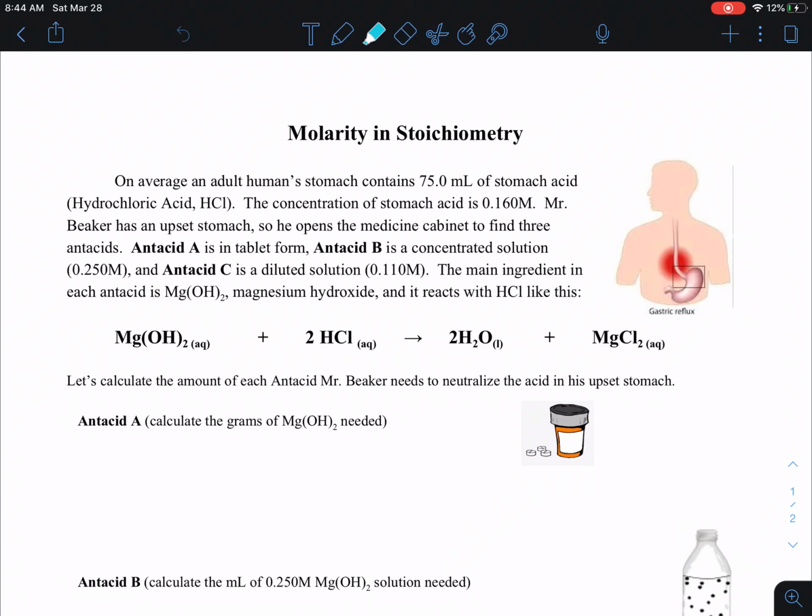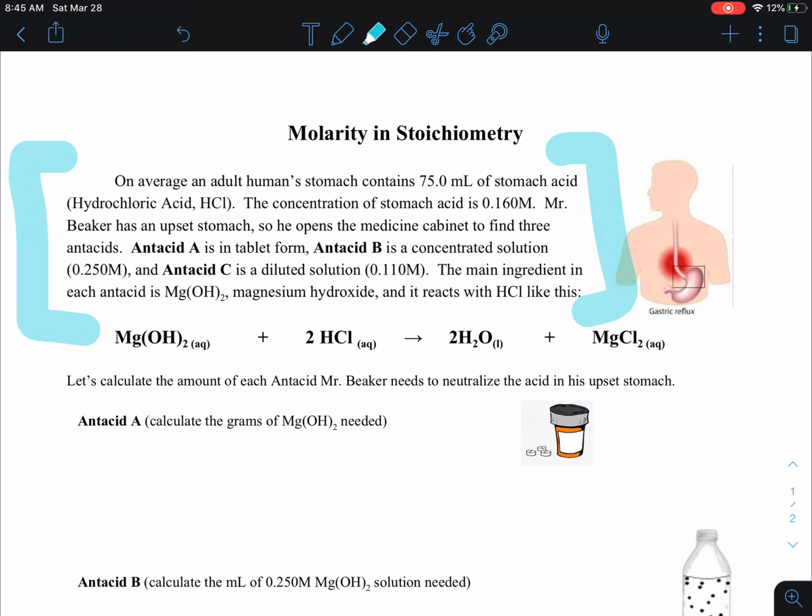All right, we are going to complete these problems about molarity in stoichiometry. So first I'll read to you the background and then we'll complete the problems. So we'll start up here with this paragraph. On average, an adult human's stomach contains 75 milliliters of stomach acid.